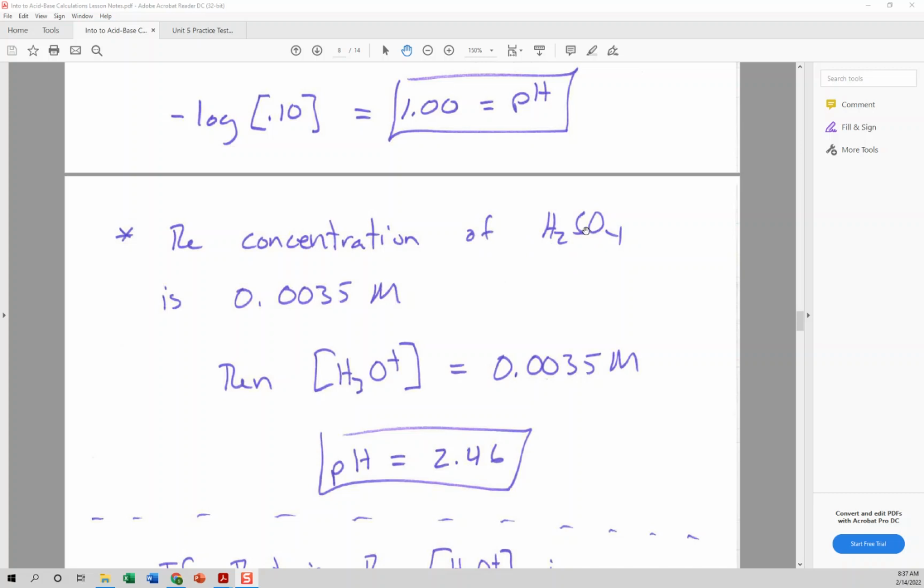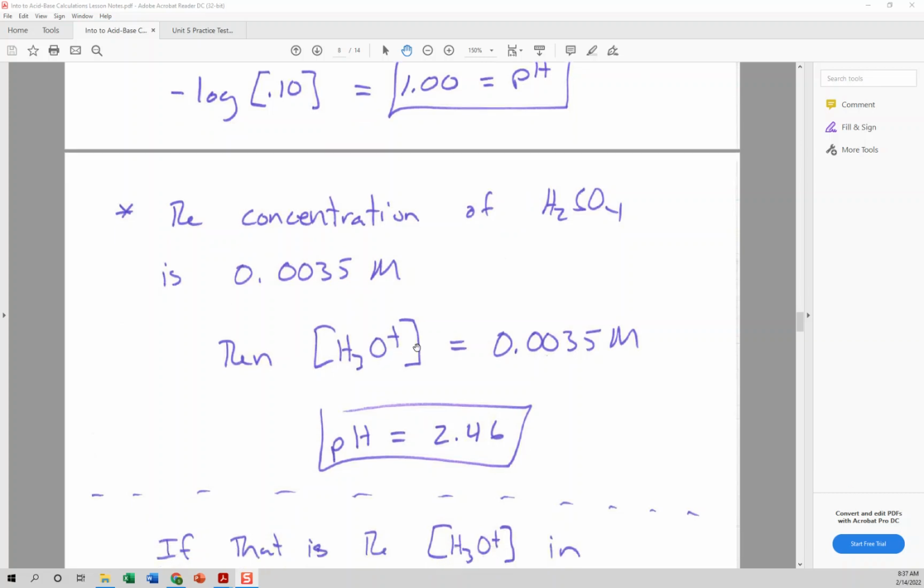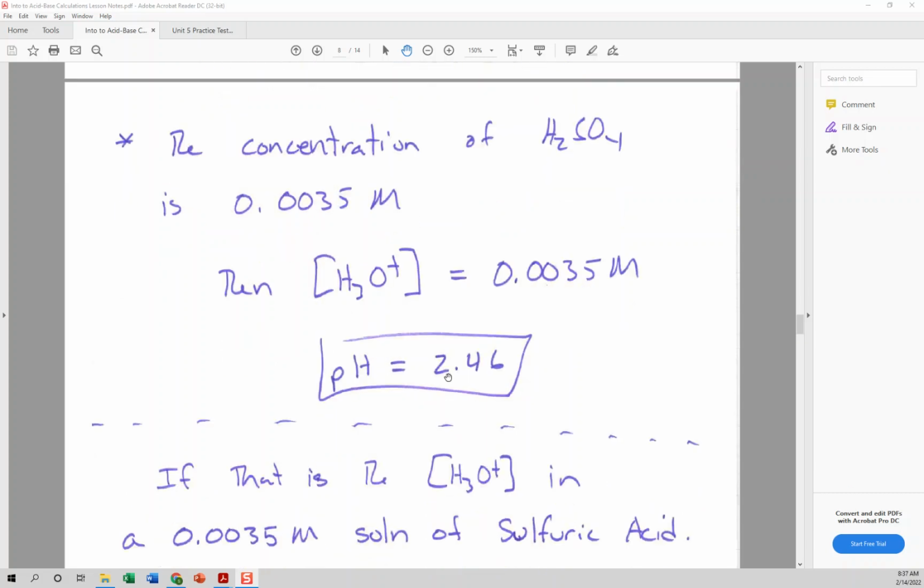But when it comes to the amount of H plus I actually have in solution, it's only the first proton that dissociates. So the molarity of this is the molarity of H plus or hydronium in my solution. So if I take the negative log of that, I get my pH, okay? And the reason I can just go straight to it, I was given the molarity of the acid, so that's the molarity of H3O plus, because it's strong, okay? The molarity of a strong acid is the molarity of H plus, all right?